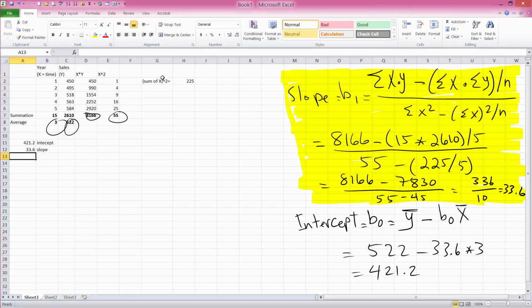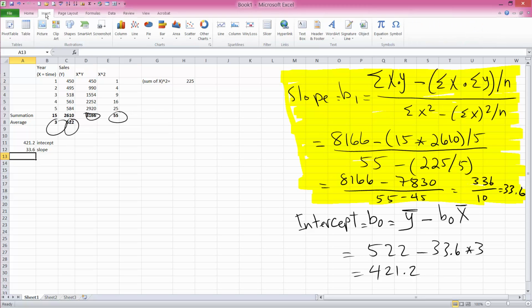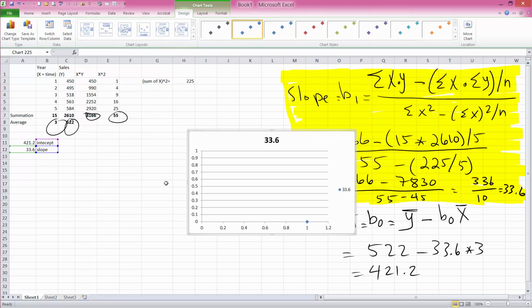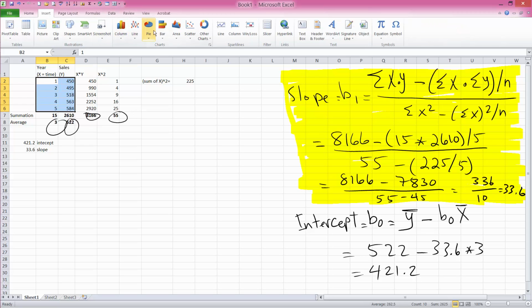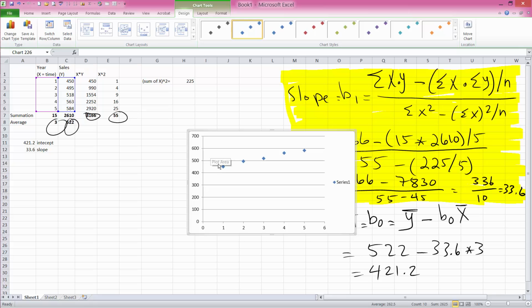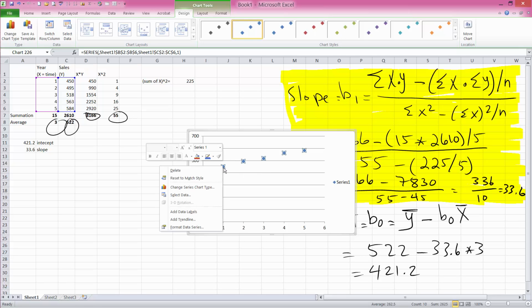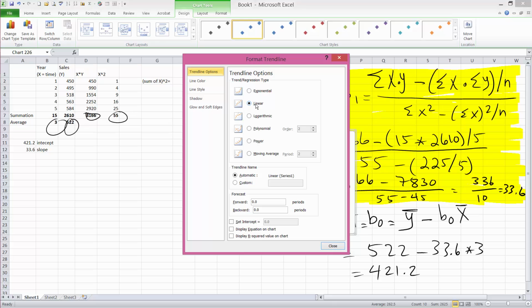Another way is to draw a scatter diagram of the data. I'll select the data first. Here is my data. Insert scatter plot. And if I right click on any of the dots and add trend line, and choose the linear trend line, which is the default, and close.